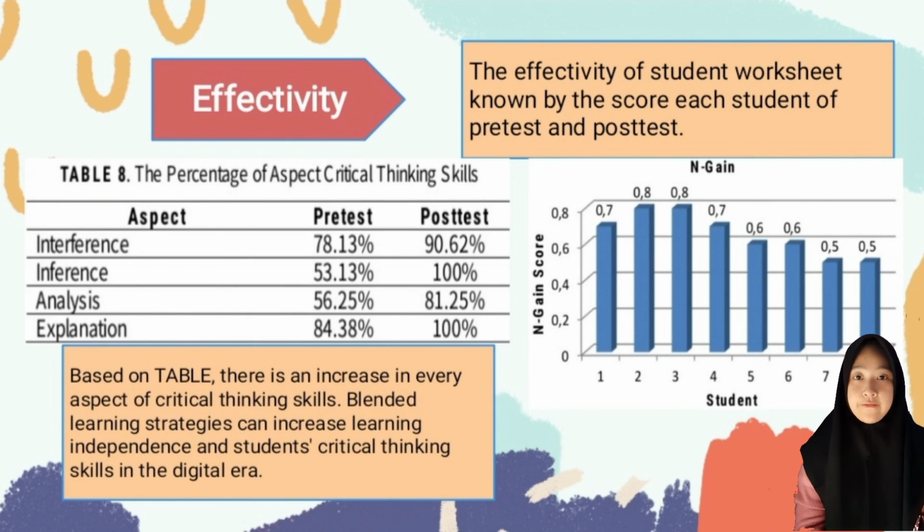Effectiveness. The effectiveness of the student worksheet is known by the score of each student in the pretest and post-test. From the figure, students can be trained to think critically using the worksheet on reaction rate material, based on the results of the pretest and post-test. It can be seen that students have increased from the pretest to post-test score. Based on the table, there is an increase in every aspect of critical thinking skill. Blended learning strategies increase learning independence and student critical thinking skill in the digital era.